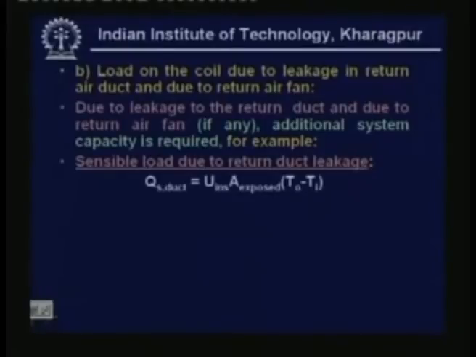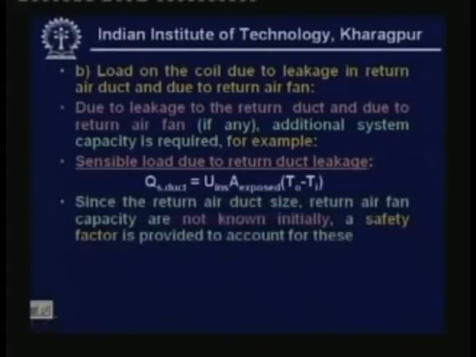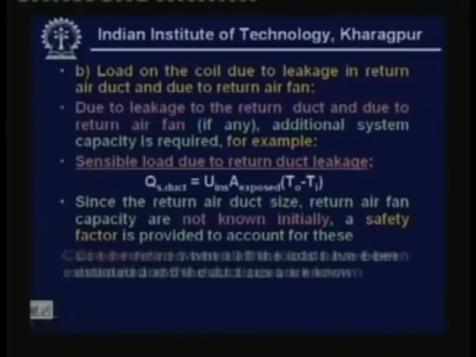If the return duct is inside the conditioned space, then that need not be considered, because that will not form a load. Since the return air duct size and return air fan capacity are not known initially, a safety factor is provided to account for these. Just like the supply air duct, where we do not know the dimensions at this moment and have taken a safety factor, similarly for the return air duct and return air fan, we can take a safety factor, and these can be refined when all the loads have been estimated and the duct sizes are known.